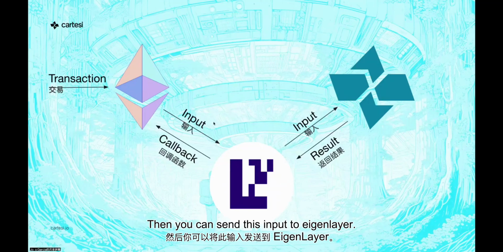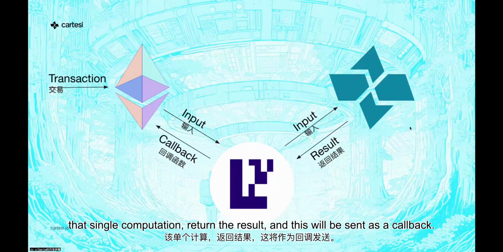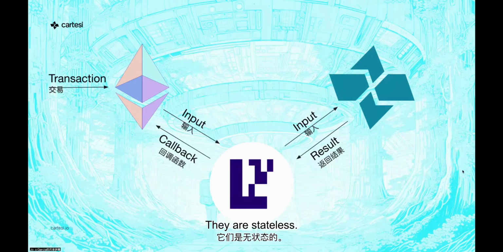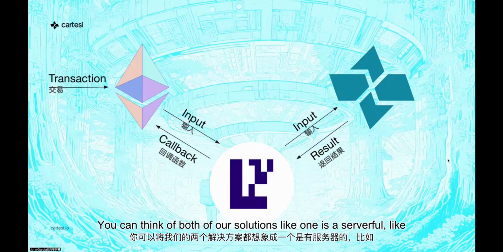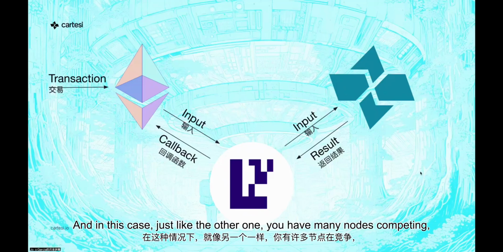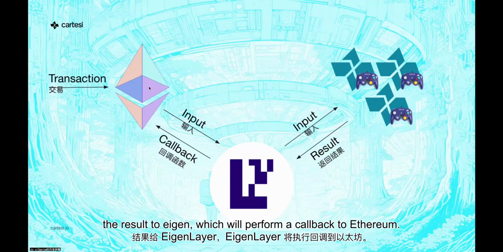Then you can send this input to EigenLayer, and EigenLayer will spin up multiple nodes of Cartesi that will all process that single computation, return the result, and this will be sent as a callback. And then all these nodes from Cartesi will be shut down. They are stateless. They are kind of like serverless. So in a sense, it's similar to what AWS does with Lambda, right? You can think of both of our solutions like one is serverful, like a REST application, and the other one is a serverless application. And in this case, just like the other one, you have many nodes competing, and they will all compute whatever is needed, return the result to Eigen, which will perform a callback to Ethereum.